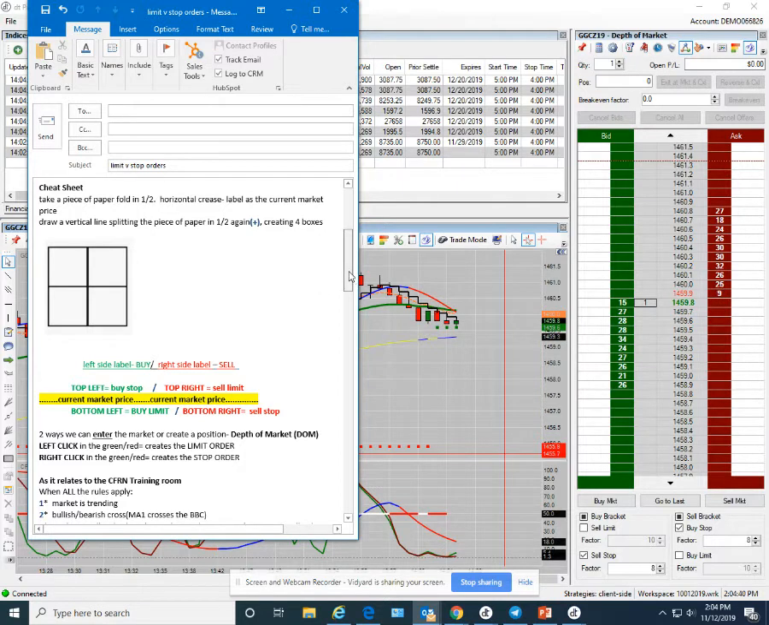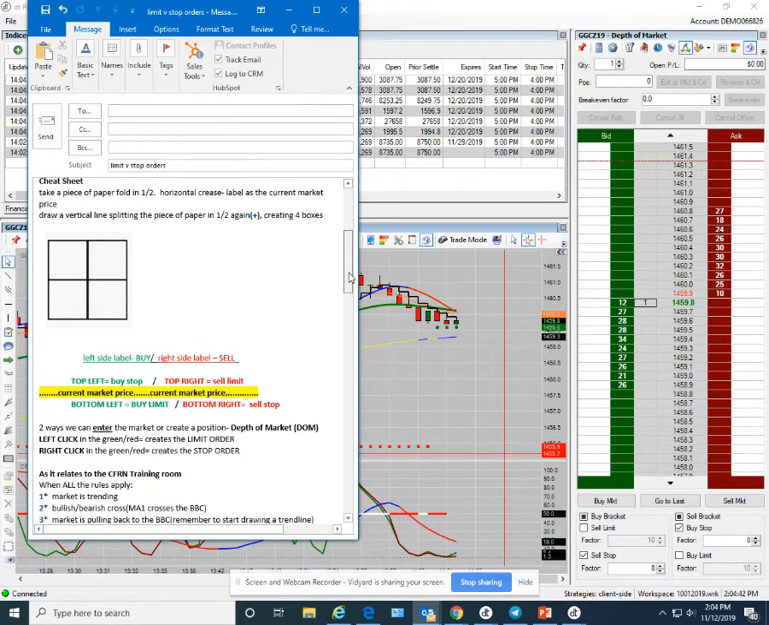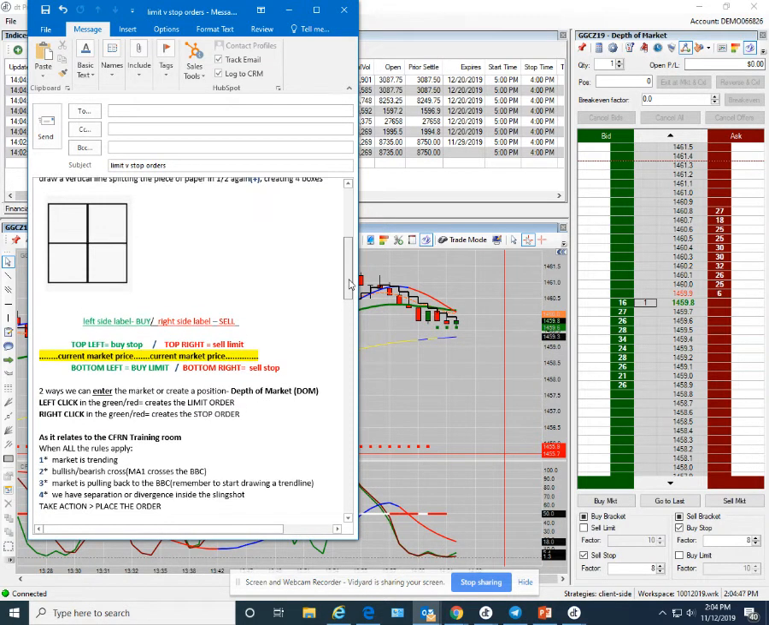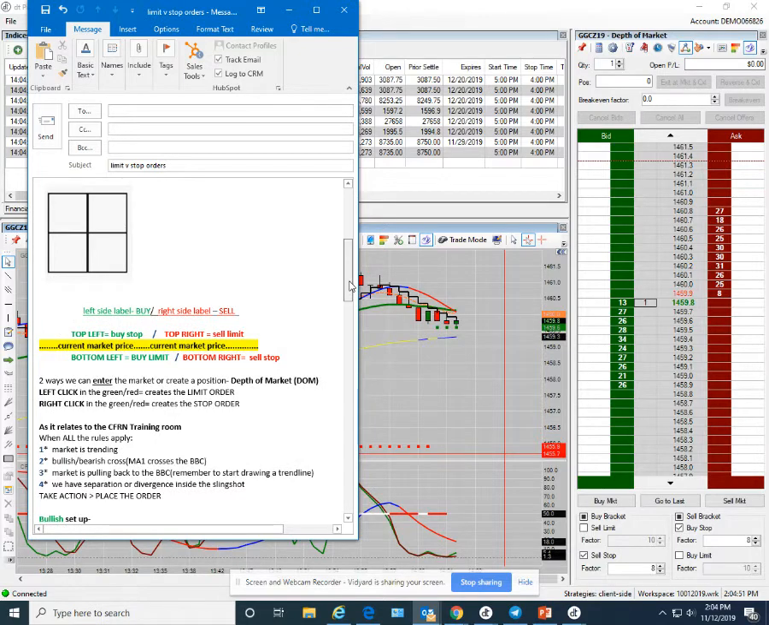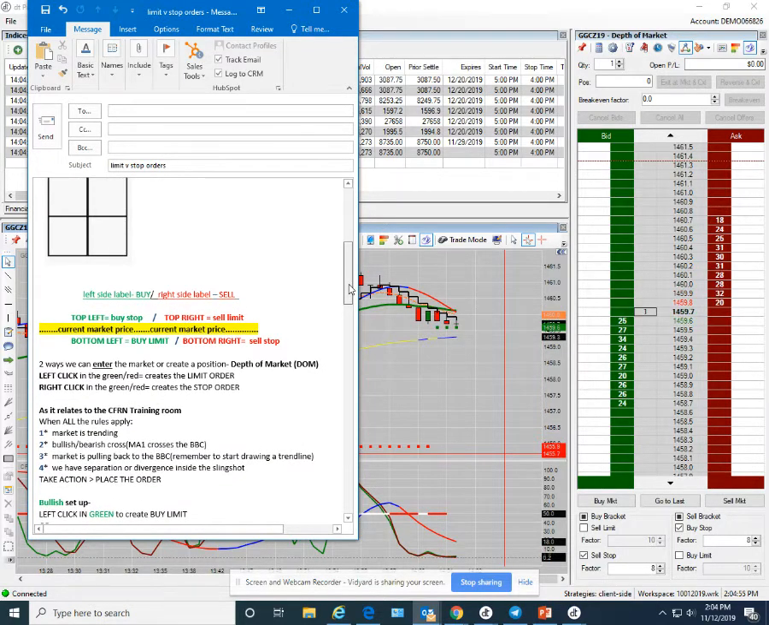That's how I learned it 25 years ago. We took a piece of paper, we divided it up in 4, and that helped me recognize the difference between buy stop and sell stop. So hopefully that helps.